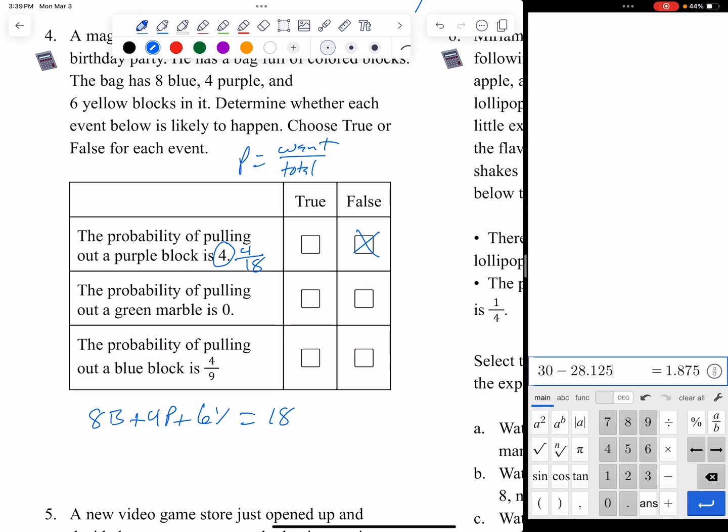The probability of pulling out a green marble is 0. Yes. Why is it 0? There are no green marbles. Okay. And the probability of pulling a blue block is 4 out of 9. Well, if I have blue, that's 8 out of 18. That is not 4 out of 9. But wait a minute. Are they trying to mess with me? Yes, be careful with fractions, because I notice that if I divide the 18 by 2, I get 9. But if I do it to the 18, I have to do it to the 8. So 8 divided by 2 gives me 4. Hey, that's the same thing. So that one was true.